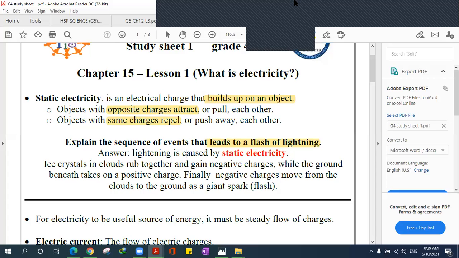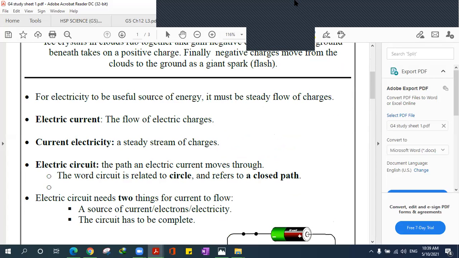Then we have another type of electricity. So we have two types of electricity: we have static and current electricity.